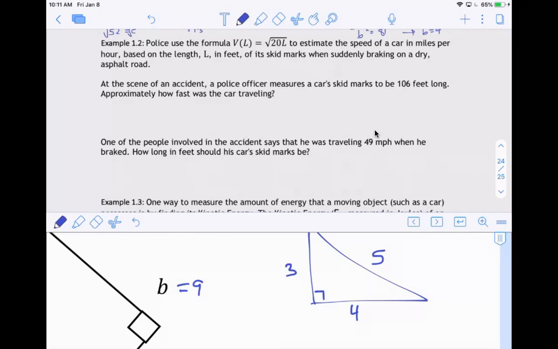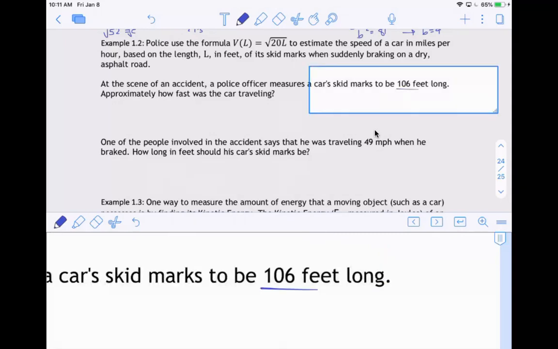All right. Remember, with any word problem, with any problem really in life, with any time you're given a formula and you need to solve something, you have to think about what you want and what they gave you. Here we see one number, 106 feet long. That was the length of the skid mark. So was that an L or was that a V? There's two variables in this equation. Are we talking L or are we talking V? That's the question.